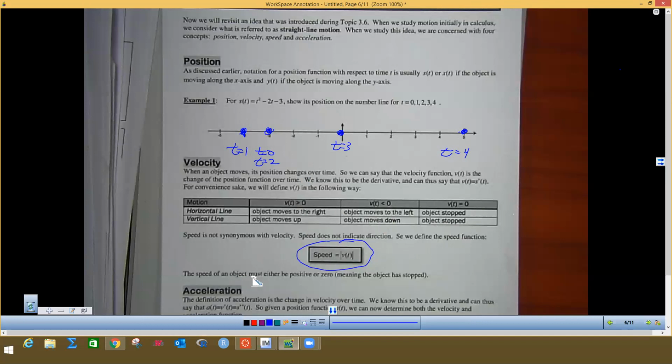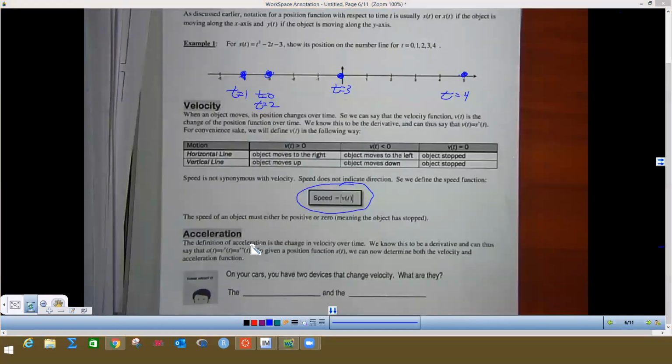Okay. Let's go down here. All right, acceleration. The definition of acceleration is the change in velocity over time. We know the derivative can say that, you can read that, a of t equals the first derivative of velocity equals second derivative of position. So from the position function, s of t, we can now determine both the velocity and acceleration.